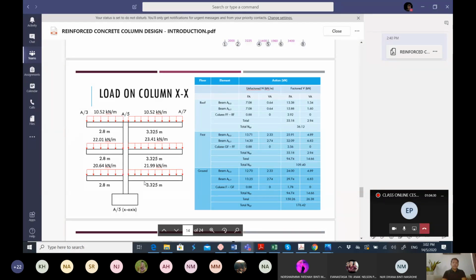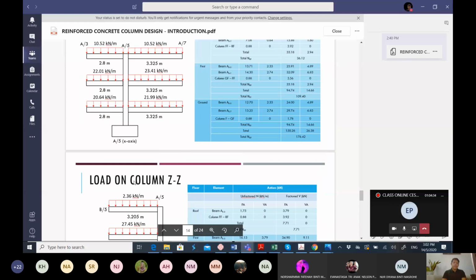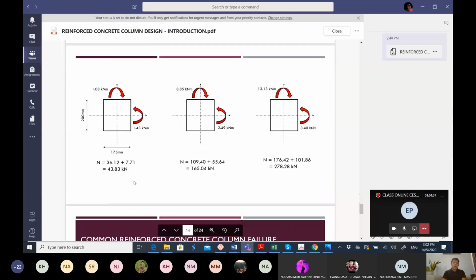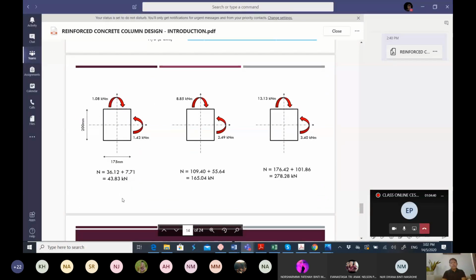Then I'll get the moment and also the axial force for the roof floor, 43.83. For the first floor, 168.04 kilonewton. And then for the ground floor, it is 278.28 kilonewton. Okay, and then this is the common failure of the column.